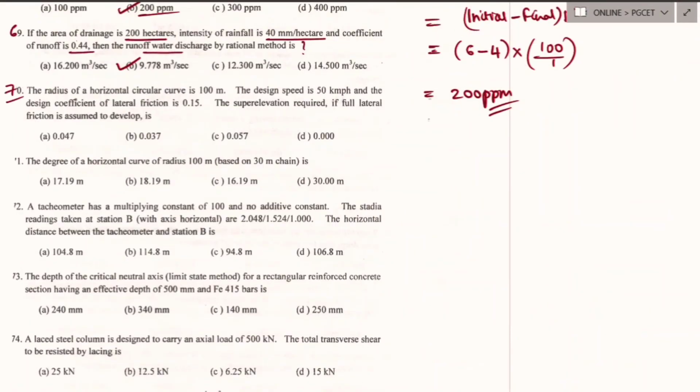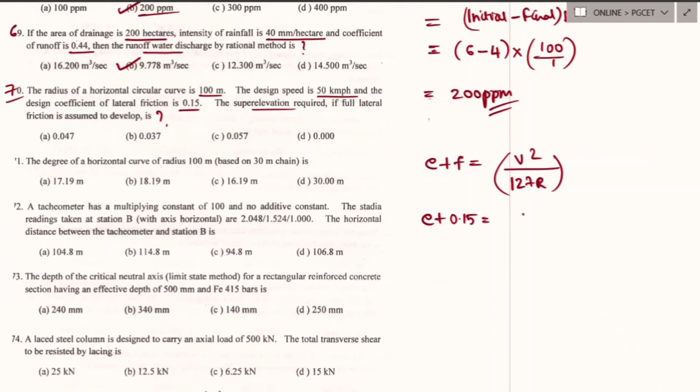Question number 70. The radius of horizontal curve is 100 meter, the design speed is 50 kmph and the design coefficient of lateral friction is 0.15. The super elevation required if full lateral friction is assumed to develop is. So we have to find the super elevation for full lateral friction. As per IRC, we know the formula E plus F is equal to V square by 127R. E is the super elevation we have to find. F is the coefficient of lateral friction 0.15.